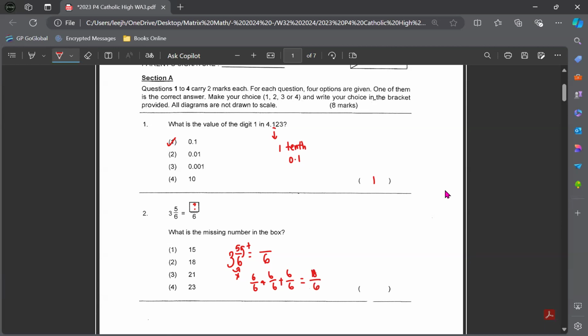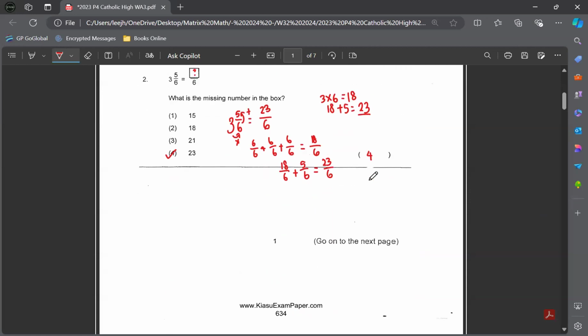But then there's another remainder of 5 over 6. So you have to take 18 over 6 plus 5 over 6. You get 23 over 6. Okay, so this is 23. Likewise, if you take 3 times 6, it's also 18. Then you take 18 plus 5, it's also 23. So our answer is number 4.